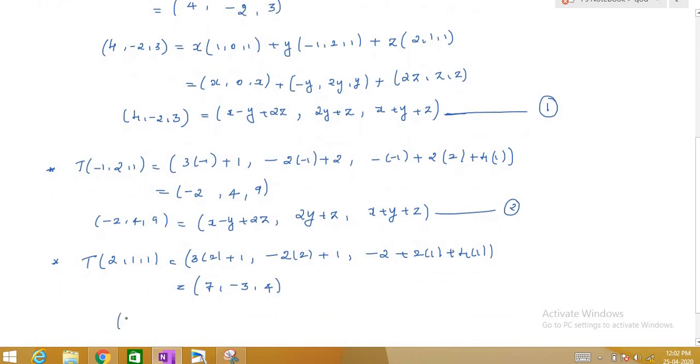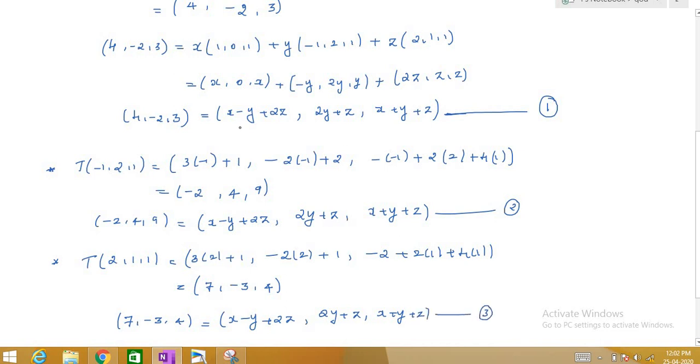So I have to write this as a linear combination of the given three bases. So again this will be changed to 7 comma minus 3 comma 4, and I have to write this as a linear combination of these three bases, that is x times 1 comma 0 comma 1 plus y times minus 1 comma 2 comma 1 plus z times 2 comma 1 comma 1. If I simplify this, I get the same RHS: x minus y plus 2z comma 2y plus z and x plus y plus z. I mark this equation as 3.